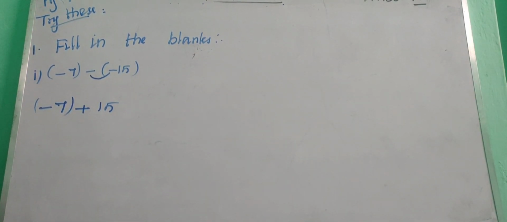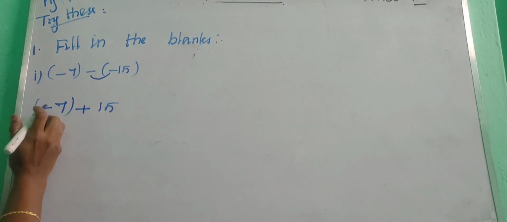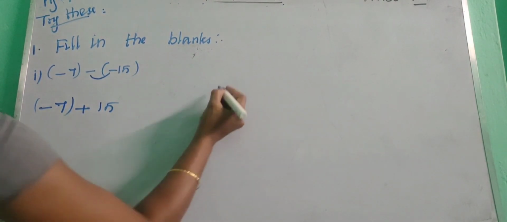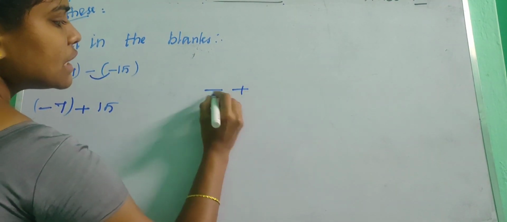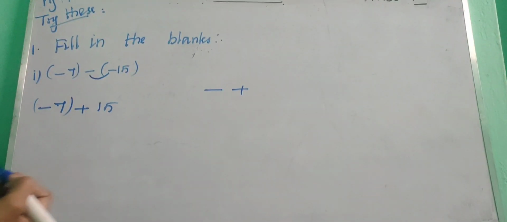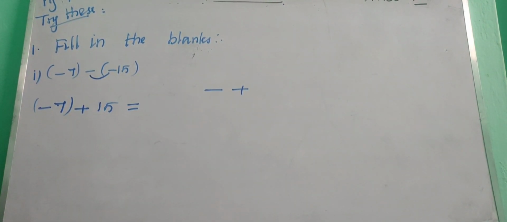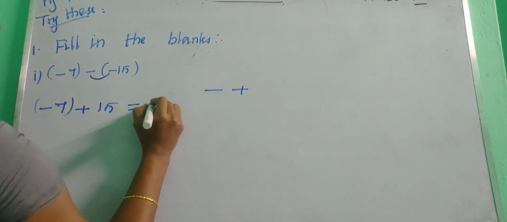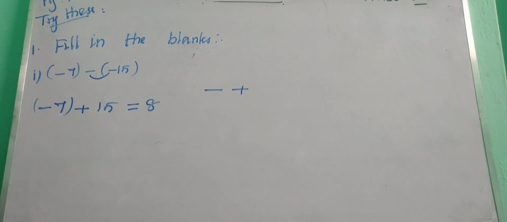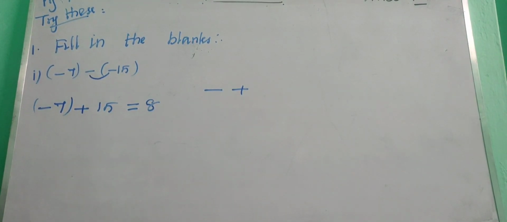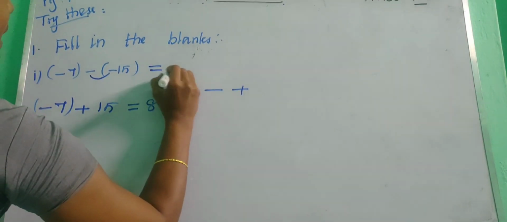We can do this very easily, right? Minus 7 plus 15 means different signs. Minus plus means what we need to do? Different signs means we need to subtract and put the greater number's sign. Is it, children? So just subtract and put the greater number's sign. 15 minus 7, 8, right? 15 is greater, so the sign of 15 is plus. So the answer is 8. Okay children, just fill it in your book. Just put 8 here.